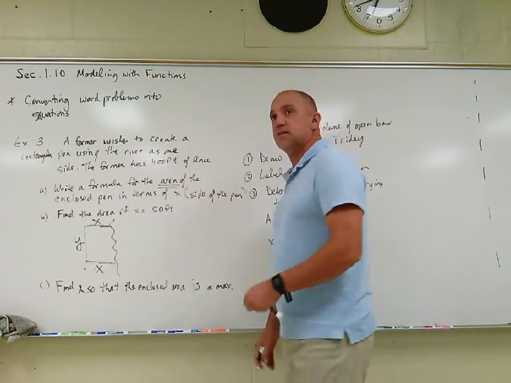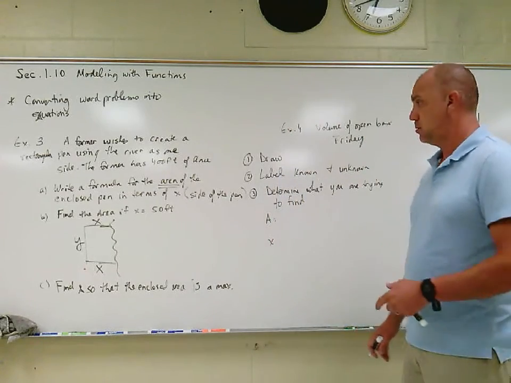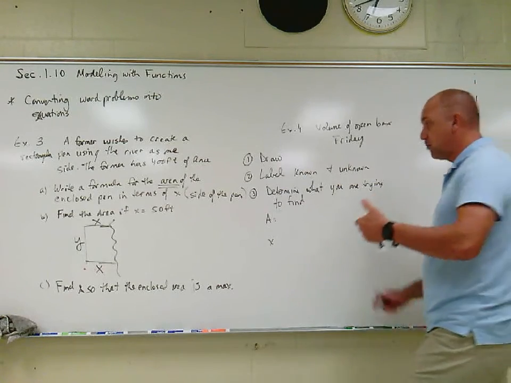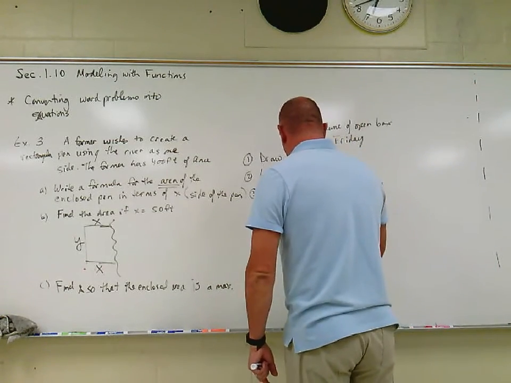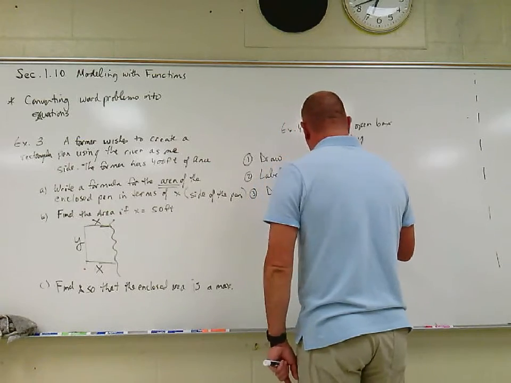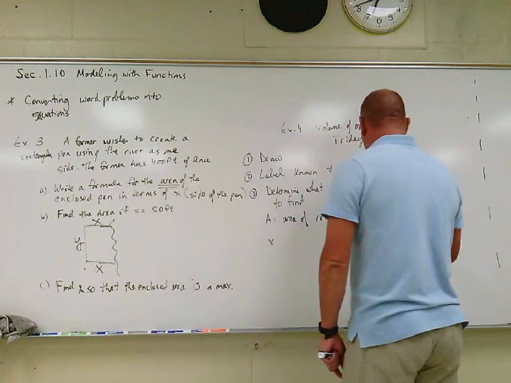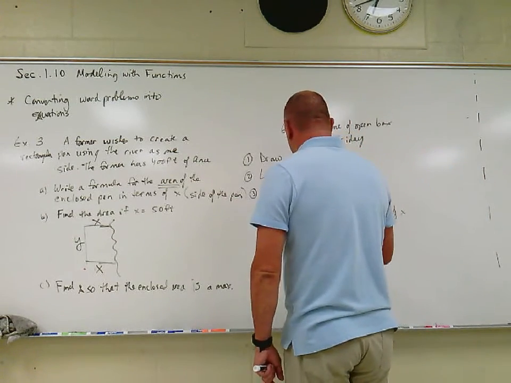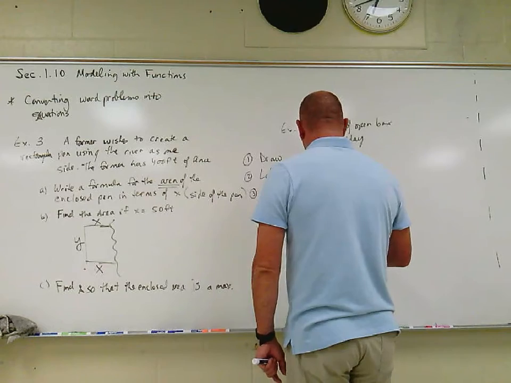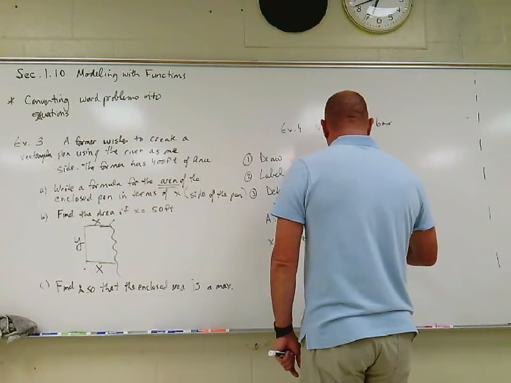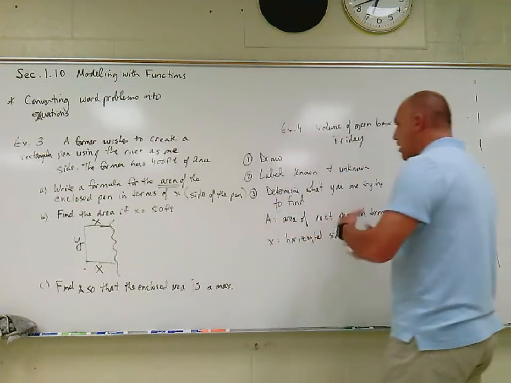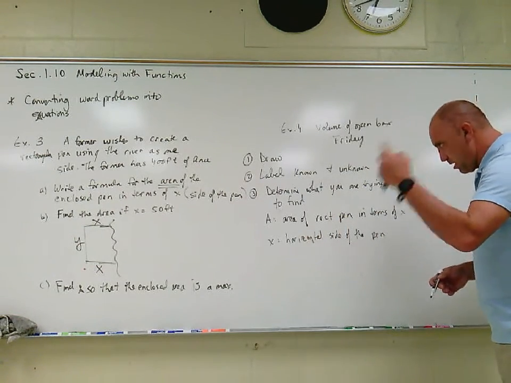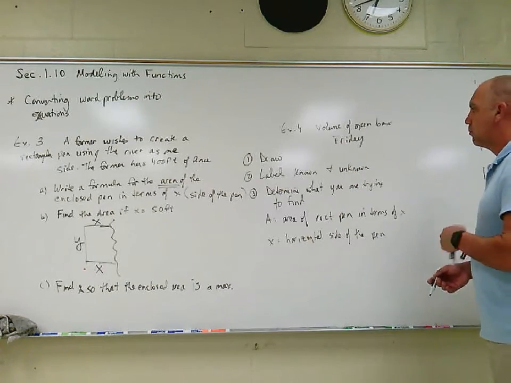So the area in this case is the area of the what? Pen. And what's the shape of it? Area of the rectangular pen in terms of x, right? Which is one of the sides, and x is the horizontal side of the pen. So I've defined these, but I actually will write out what it equals. What is it I'm trying to find?